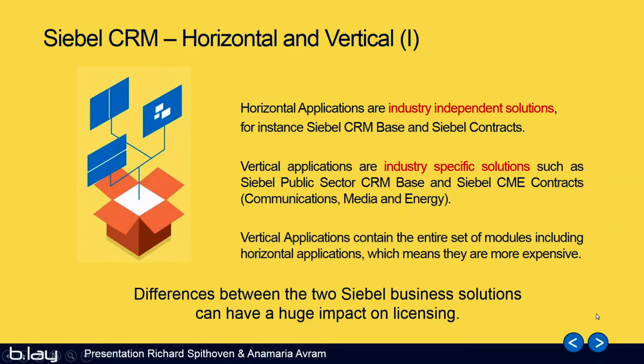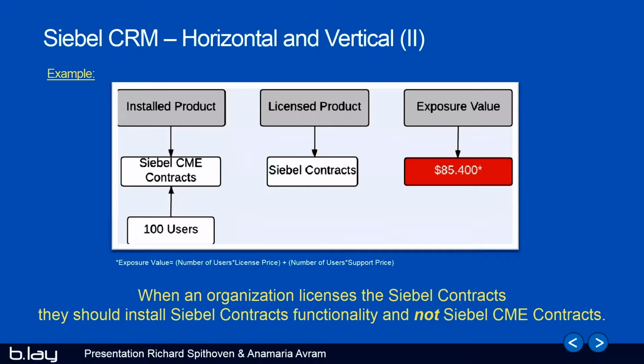For instance, I will give you an example. Let's say that we have a customer that is licensed for 100 licenses of Siebel contracts, but they installed in their Siebel environment the Siebel communication media contracts. So as you can see, the names of the products are pretty similar, but the communication media is specifically built for the vertical customers.